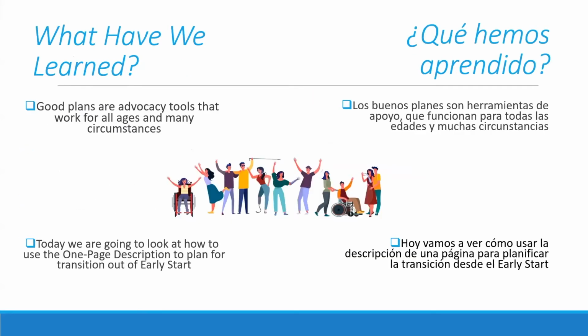So what have we learned? As a community supporting people with disabilities, what we've learned is that good plans and advocacy tools work for all ages and in many, many different circumstances. If you're breathing, person-centered thinking works for you. We're going to look at one piece of a planning process called a one-page description, and talk about how it can be used when introducing your child to different situations. If you're looking at a new childcare provider or a new babysitter, you can introduce your child using this. Taking your child to a new doctor, you can introduce your child using this one-page description. It's a great tool.